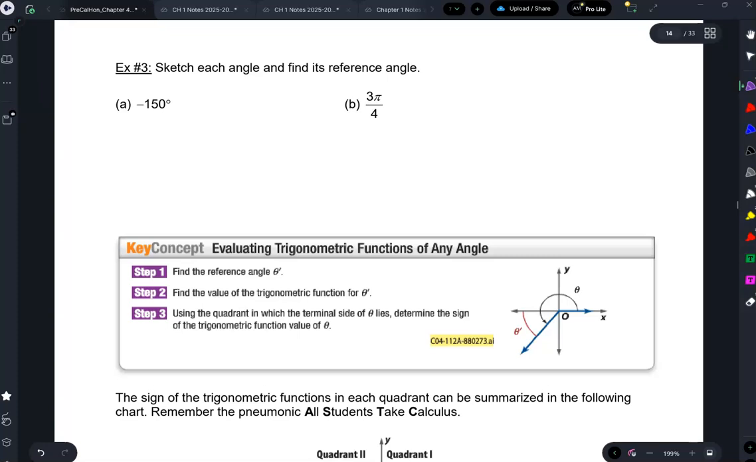Sketch and find the reference angle. To sketch an angle, this is what I want you to do. Draw X and Y axes. You have to show me the initial side. You have to show me the direction of your arrow and the terminal side. Three arrows. What's the reference angle here? 30 degrees. Because it's right here.